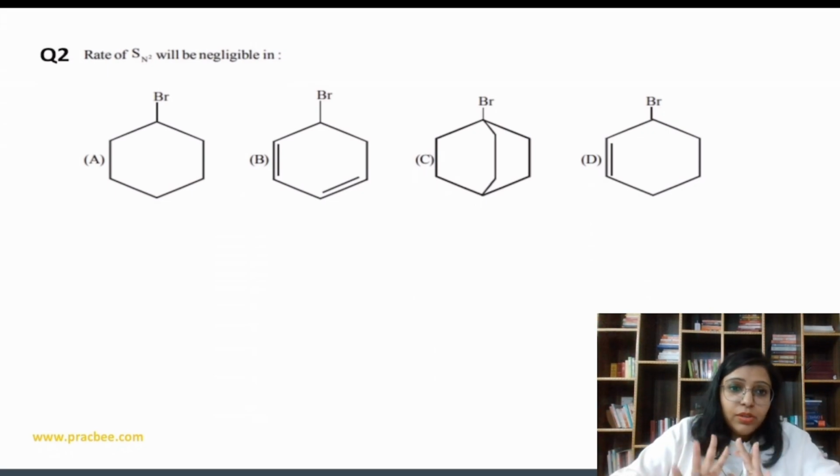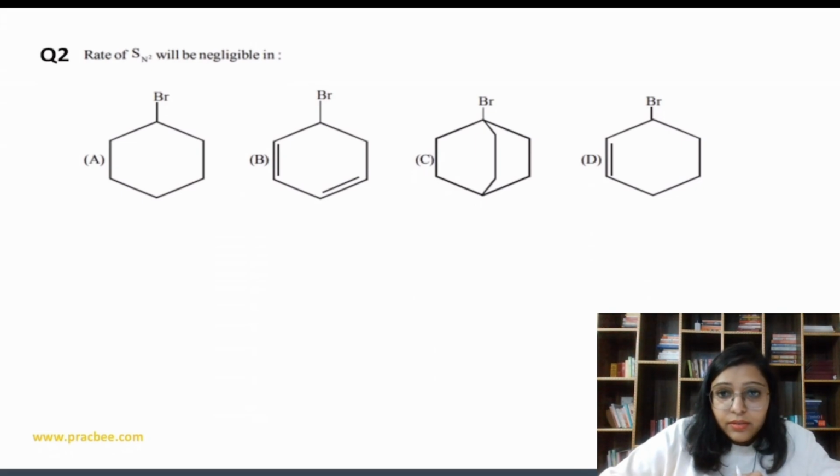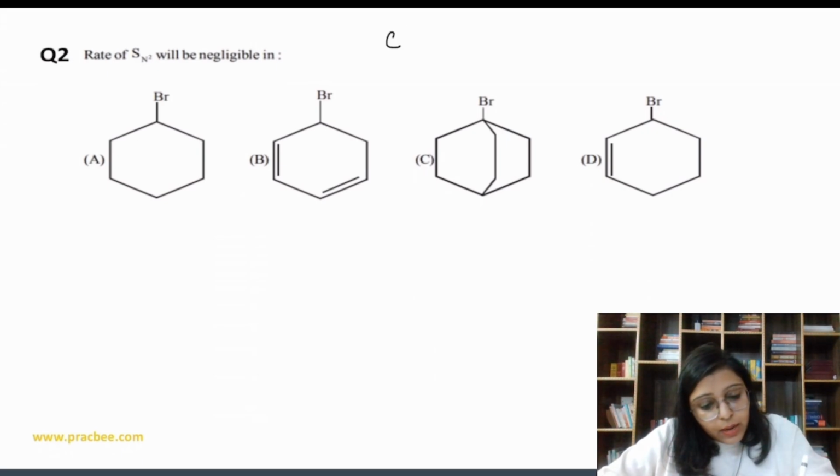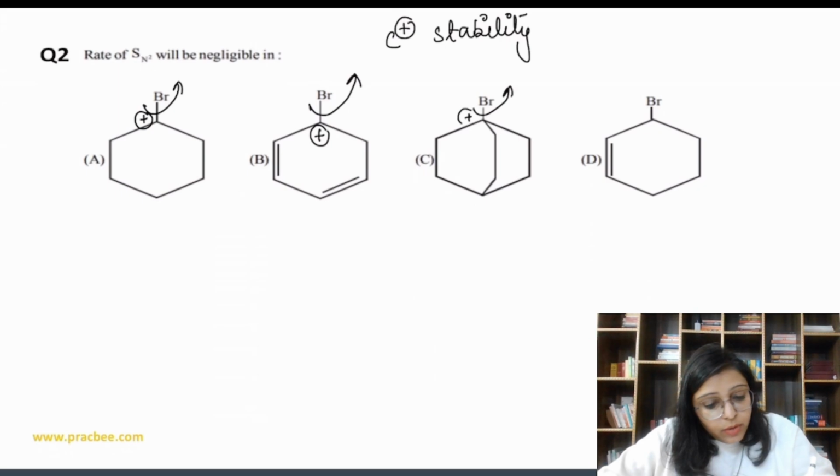So with a 6-membered ring, we cannot decide the steric hindrance thing. But you can check over here: you just check the carbocation stability. So if you remove Br, we have positive charge over here. If you remove Br, you have positive charge over here. If you remove Br, you have positive charge on the bridgehead position. Bridgehead position, right? And if you remove Br, you have positive charge over here.